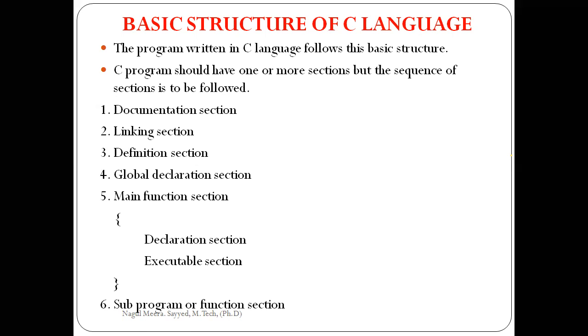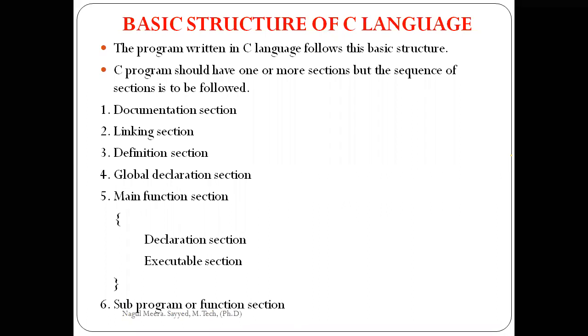In the main function section, there are two types of subsections: the declaration section and the executable section. Now coming to our sixth and final section, the subprogram or function section. This is the end of our program. These are all 6 different types of sequence of sections in the basic C program. Okay?